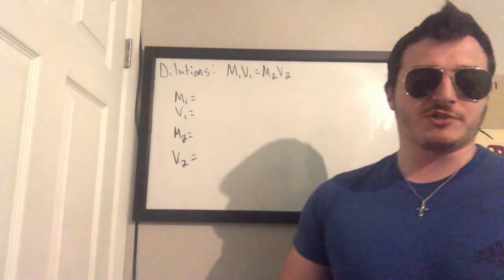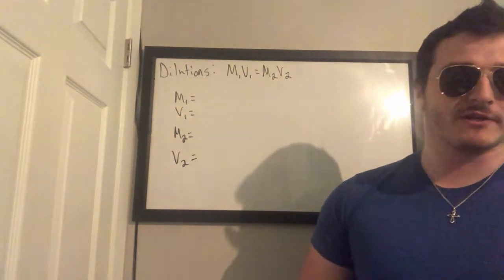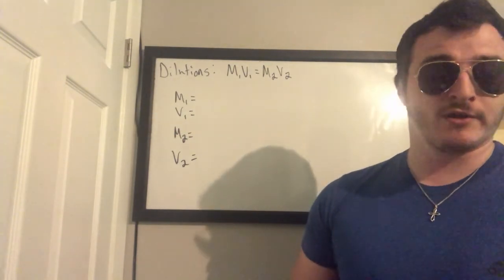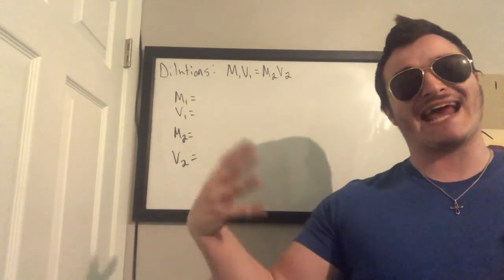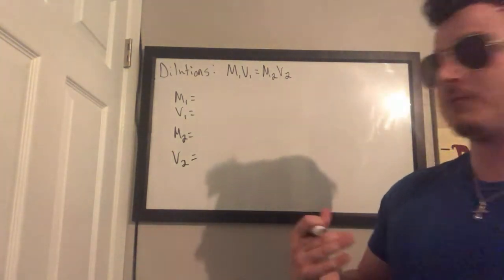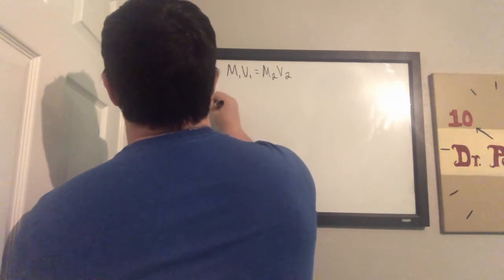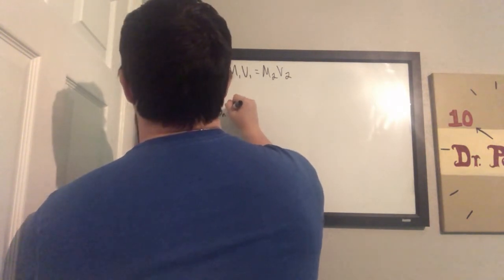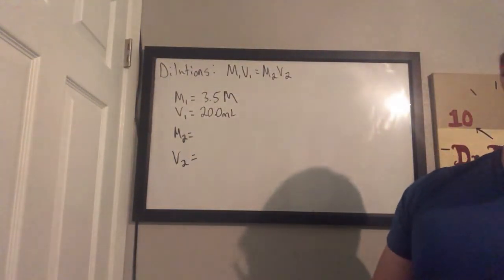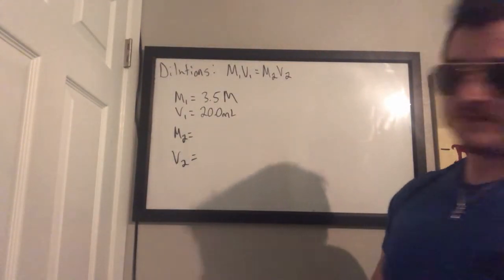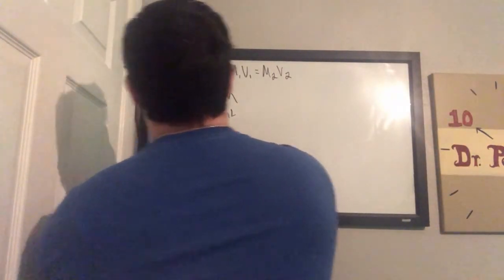Our next example for dilutions is: if you dilute 20.0 milliliters of a 3.5 molar solution to make a 100 milliliter solution, what is the new molarity of this solution? So essentially, I just put it under the faucet, added 80 milliliters of water to this, and we want to see how it's changed. So our original concentration was 3.5, and we had 20.0 milliliters, like so. And our new volume is 100 milliliters. And we want to find out what M2 is.